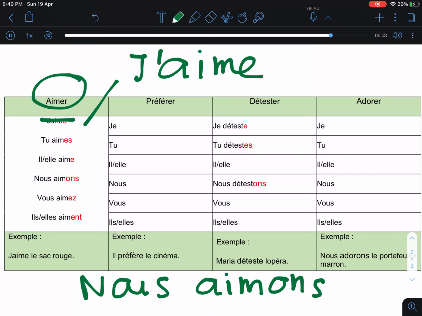To practice, you have a list of new French verbs, and you can try to conjugate them on your own to reinforce what you have learned.